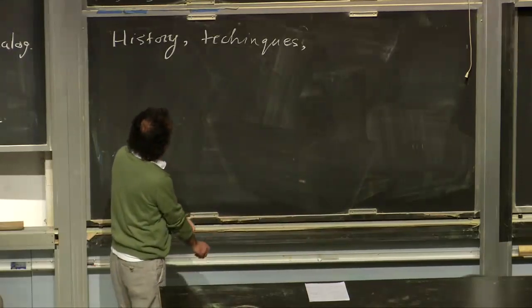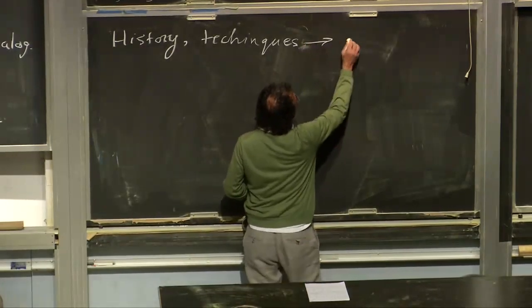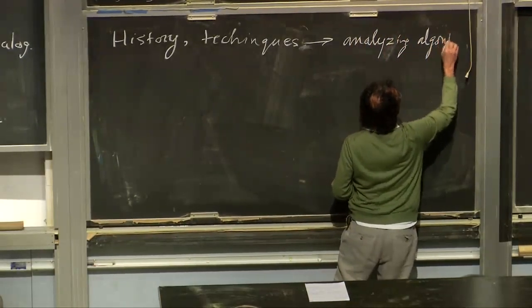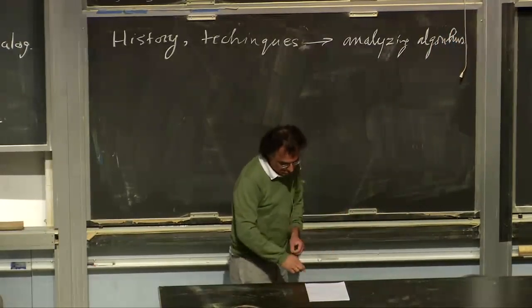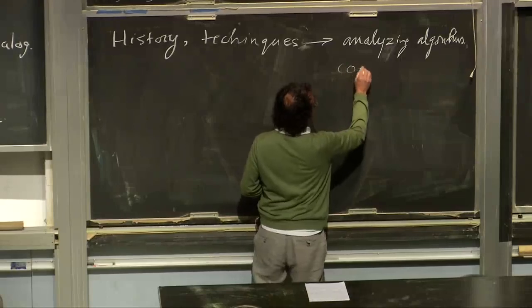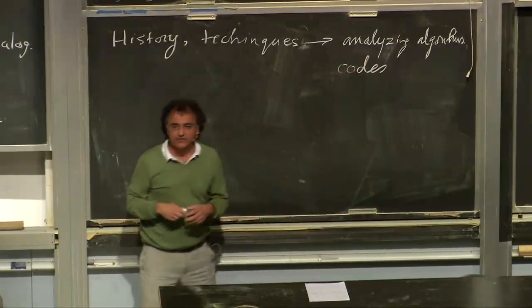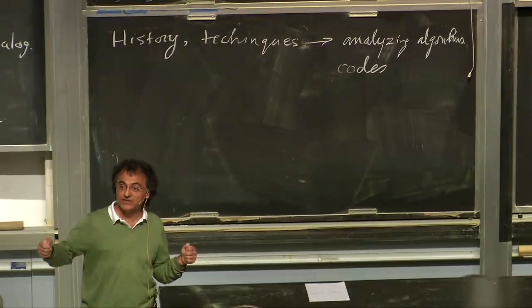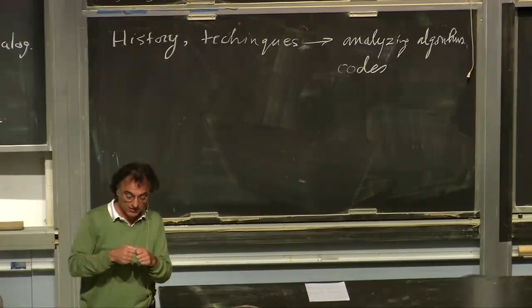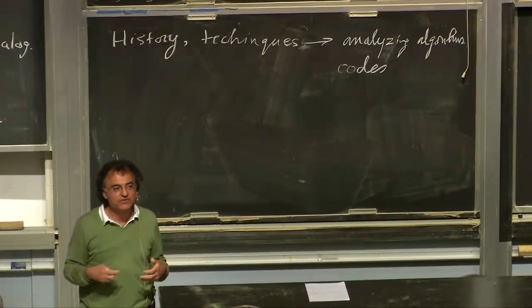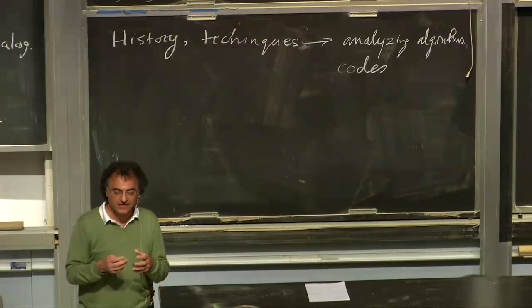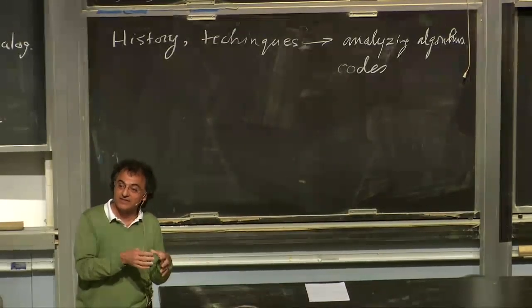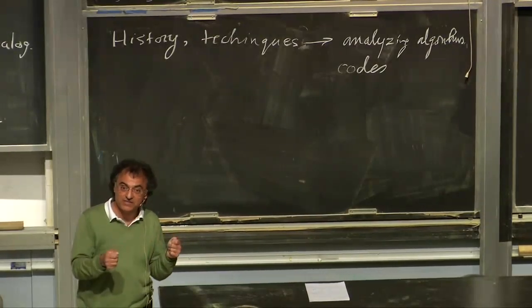Okay, so these techniques would be used, for example, in analyzing algorithms, in designing codes. So how do you store information on an unreliable medium? How do you transmit information over an unreliable network? So this is one of the most important problems in signal processing. One that you will learn about in your EE courses.